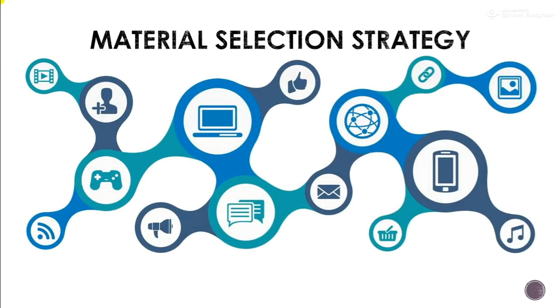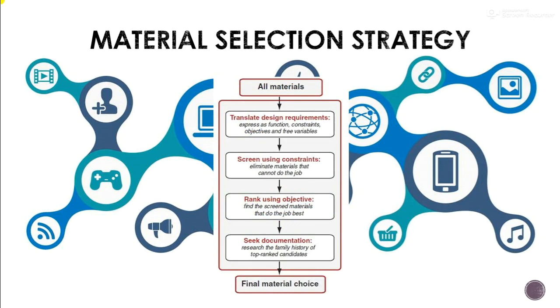Material selection strategy to choose the best material for car bumper. Firstly, we must translate the design requirement that car bumper needs, which is function, constraint, objective, and free variable. Next, we must screen the material using the constraint. We need to eliminate the material that cannot do the job. Next, we rank the material using objective. And lastly, we seek recommendation for the material. After we do all this process, we can choose our best final material.